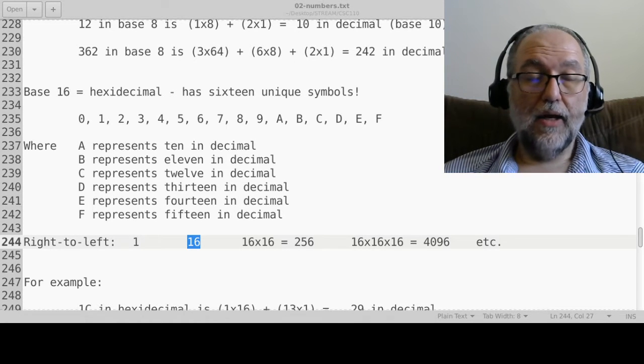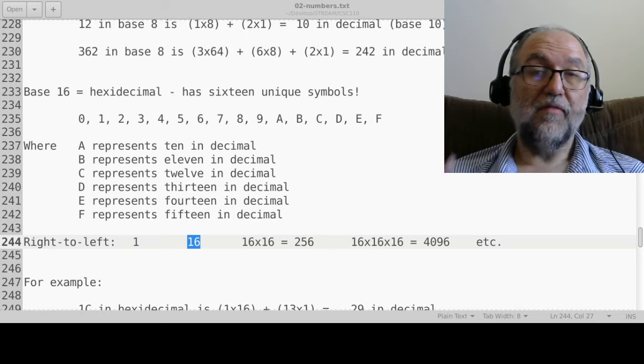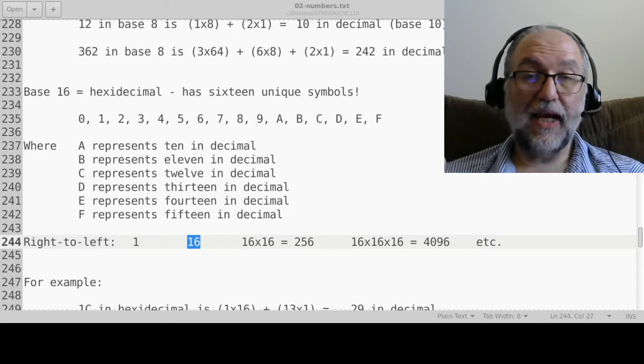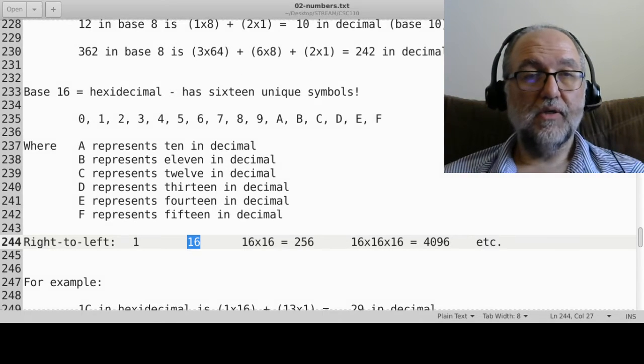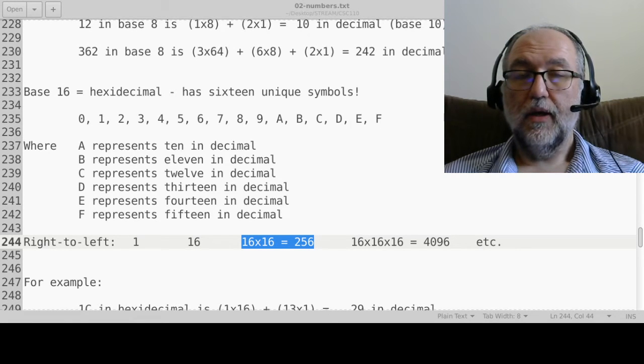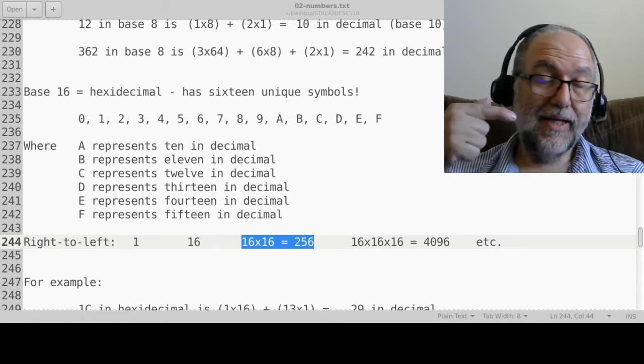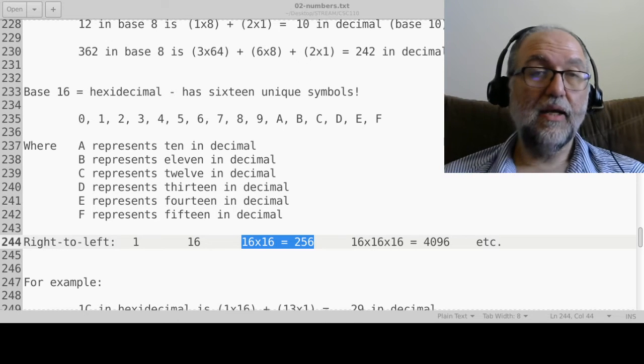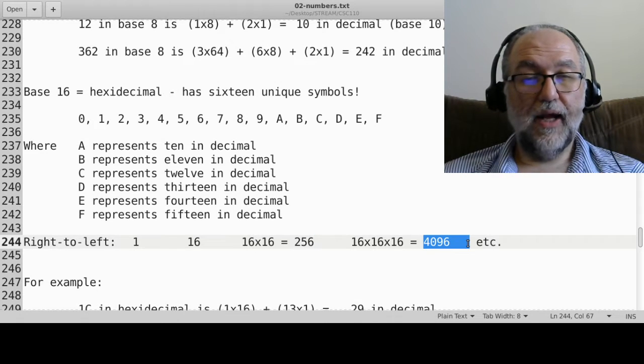Before you get to the next column, you have to have 16 cycles of 16. And so 16 times 16, the third column is the 256 column. And then the next column is 16 cycles of 16 cycles of 16. That is the 4096 column, and so on. So very different columns.